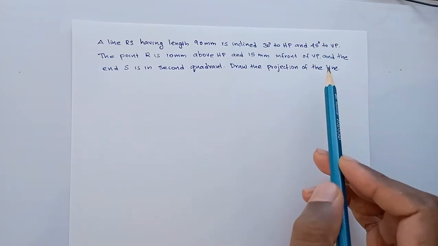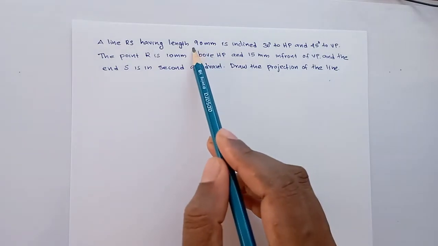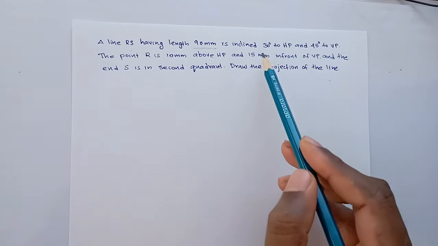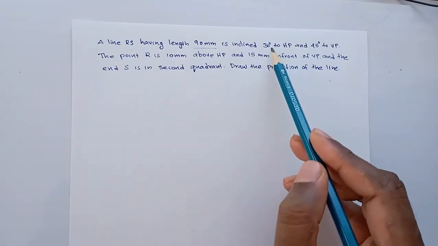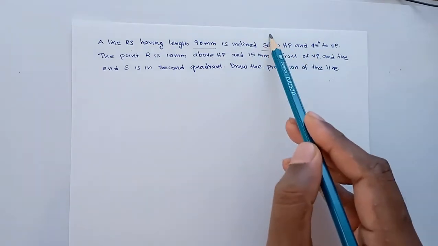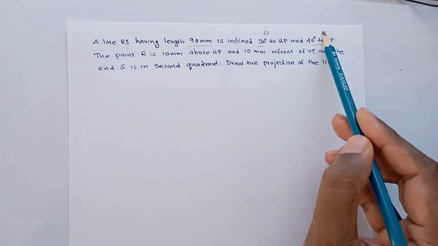Okay, let's read once more. So, what is the length of the line? It's 90 mm and the name of the line is RS. And it's inclined at 30 degree to HP and 45 degree to VP. 30 degree to HP, that means theta. And 45 degree to VP, that means phi.